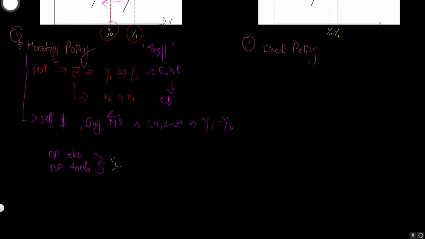All in all, we would go from Y0 to Y1, and the government would intervene, and then we'll go from Y1 to Y0 again. So we would say that this policy is ineffective for the economy to improve its income.